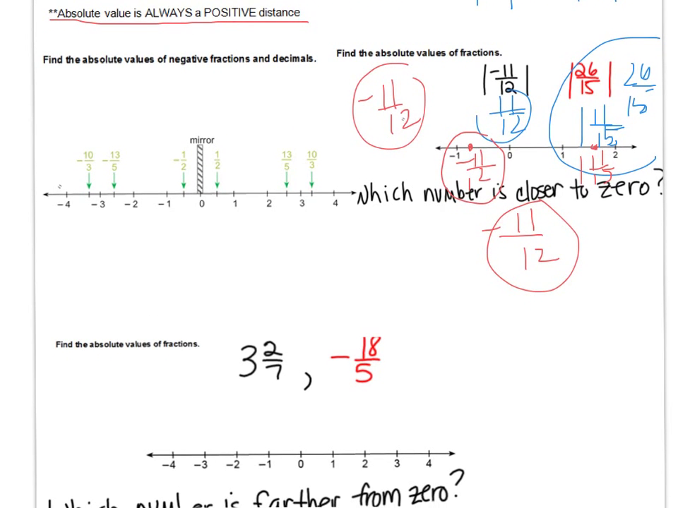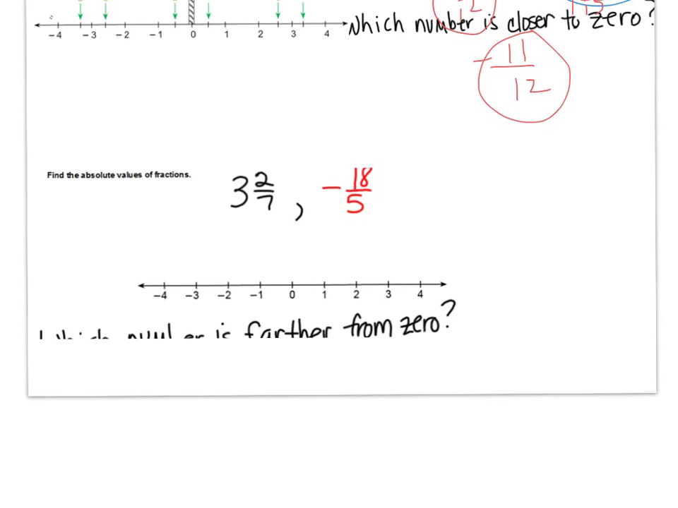Okay? So then it says find the absolute values of these fractions. Let me scoot this up some. And the numbers are 3 and 2/7 and negative 18/5. Well, 3 and 2/7 is going to be between 3 and 4, closer to 3, because 2 out of 7 is less than half. So 3 and 2/7 will be somewhere over here.